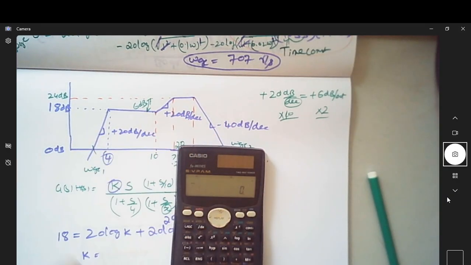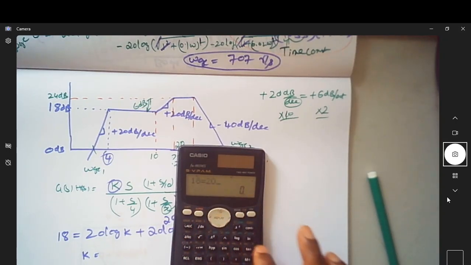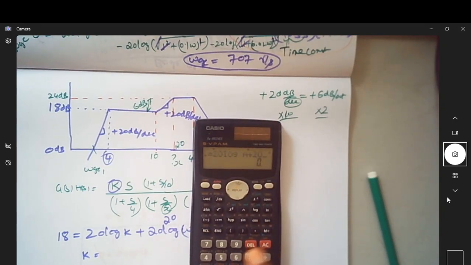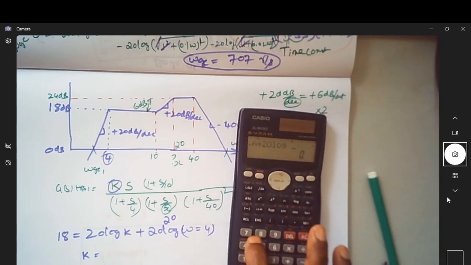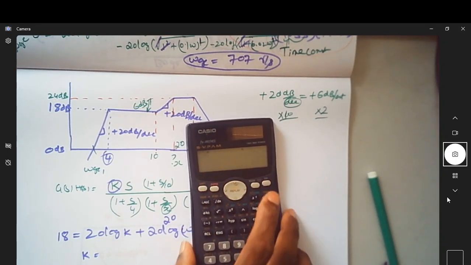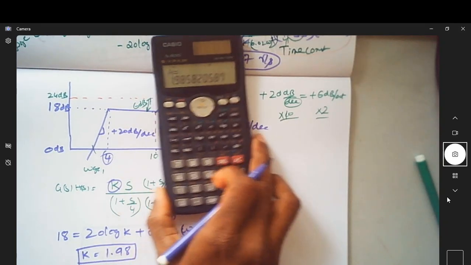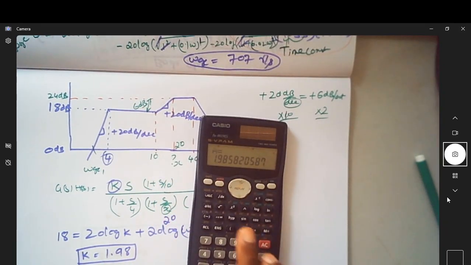So what I'll do, I will simply make 18 equal to 20 log alpha a, this is an unknown parameter, plus 20 log 4. Shift calculate, and I'll get the value of k directly. Now k is 1.98. Done. So we are done with the value of k.